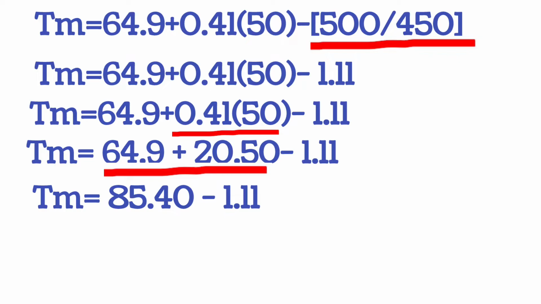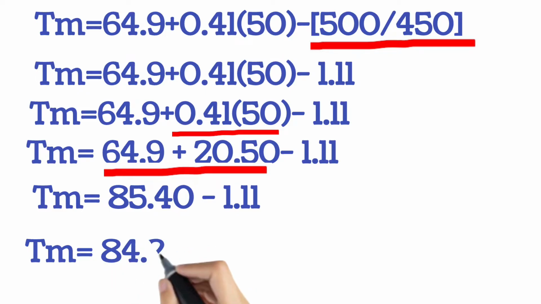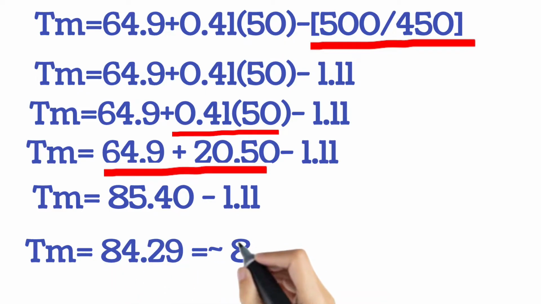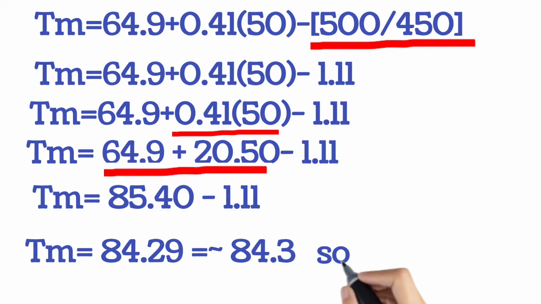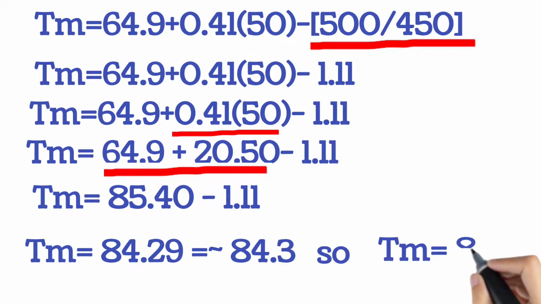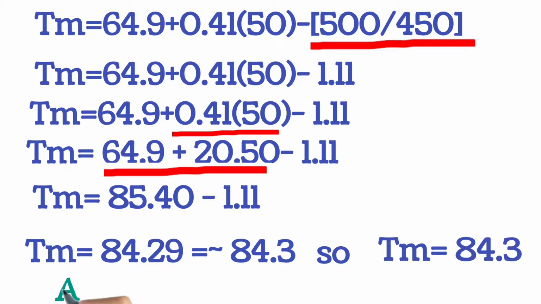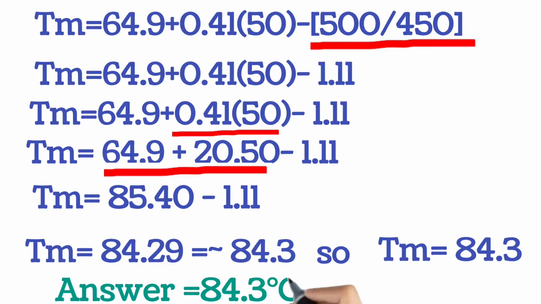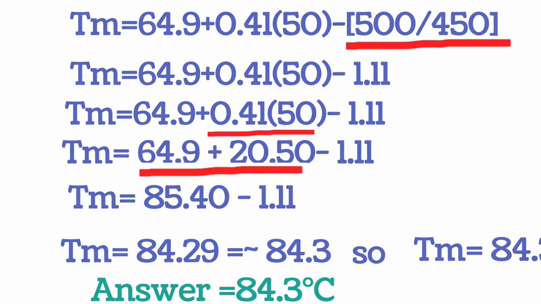Now a simple equation is there. Now subtract the values. So the answer will be Tm = 84.29, which is equal to 84.3. So your answer is, your Tm value is 84.3 degrees centigrade. So you have solved this question. Now you have the Tm value with you, 84.3 degrees centigrade.